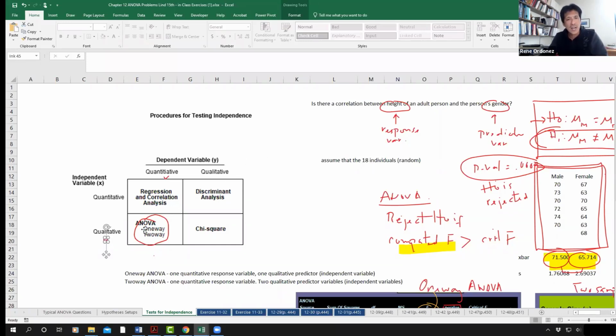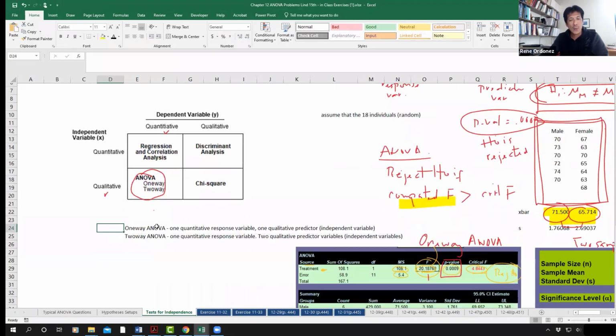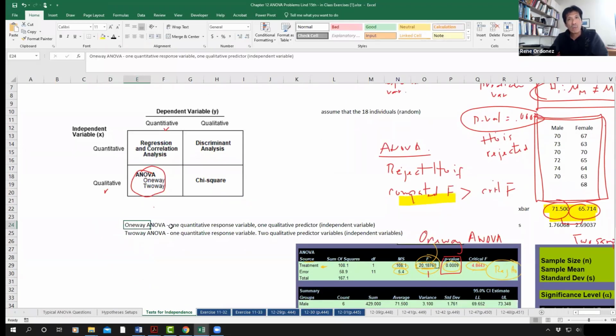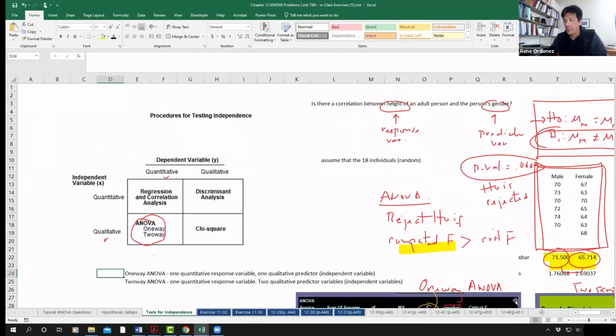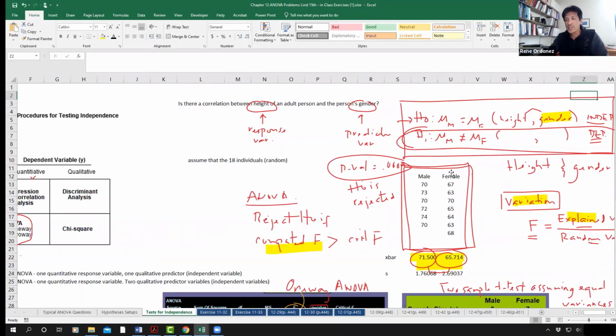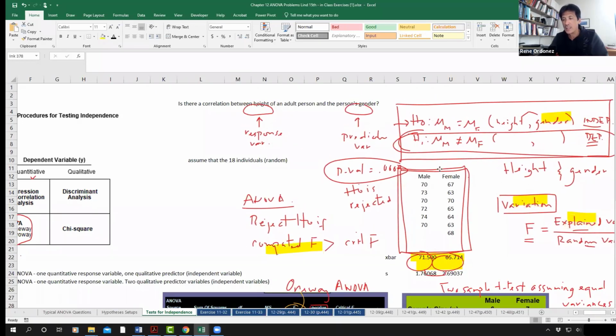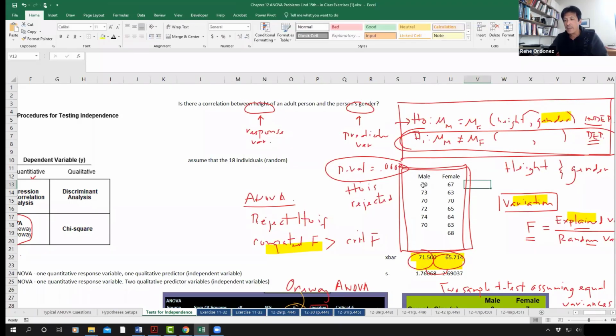By way of starting the ANOVA example, especially the one-way ANOVA, we defined it as where you have one quantitative response variable and one qualitative predictor variable. To start the discussion, we used the class as an example, for those who were present when I collected the data, representing the heights of the men in the class versus the heights of the women in the class.